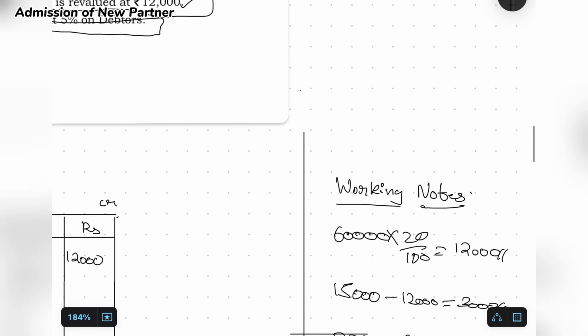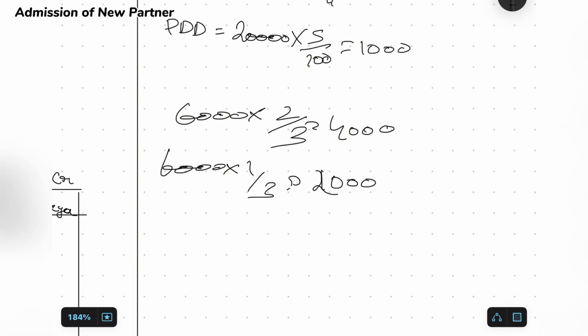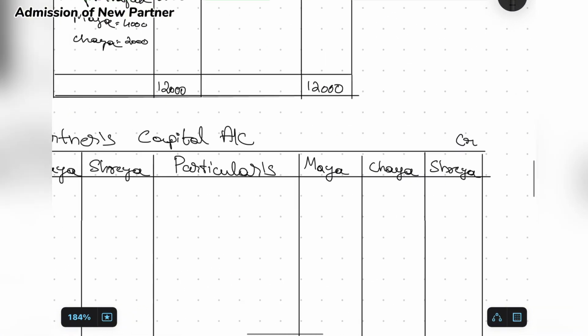So when I share this 6,000 in the form of the ratio, that is 2 by 3 and 1 by 3, how did 2 by 3 come? That is 2 plus 1 is 3. So 2 by 3 and 1 by 3. When I share, I'll get 4,000 and 2,000 for both the partners.